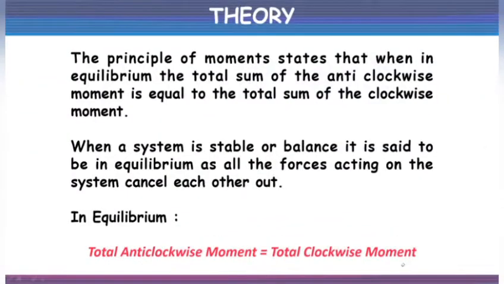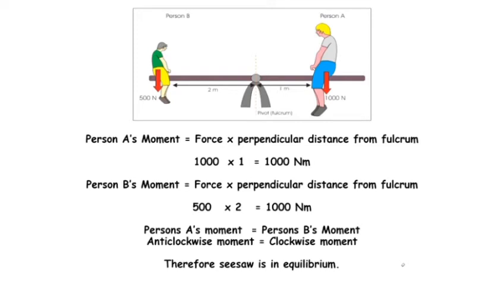Firstly, about the theory. The principle of moments states that when in equilibrium, the total sum of the anticlockwise moments is equal to the total sum of the clockwise moments. When a system is stable or balanced in its state, it is in equilibrium, as all the forces acting on the system cancel each other out. This principle can be explained by considering two people on a seesaw.